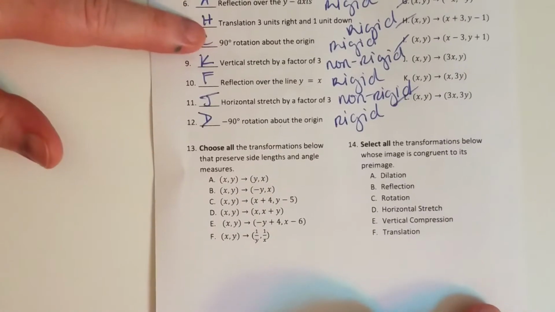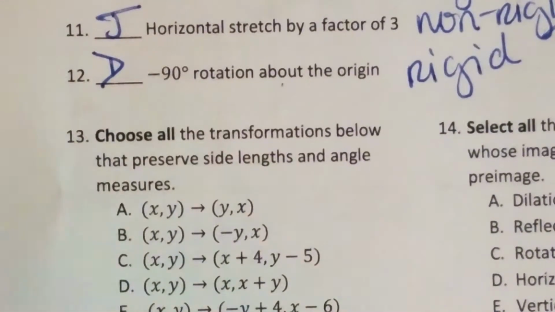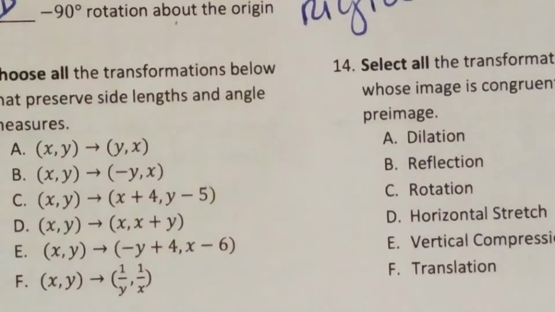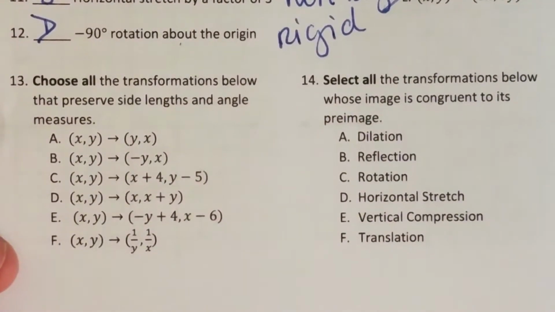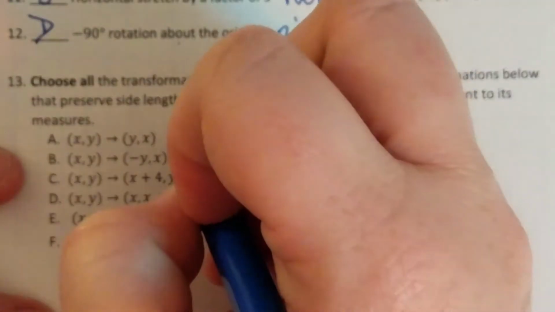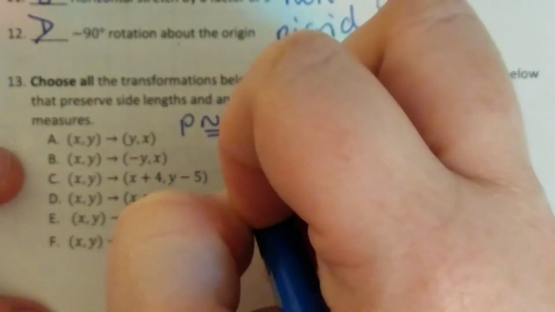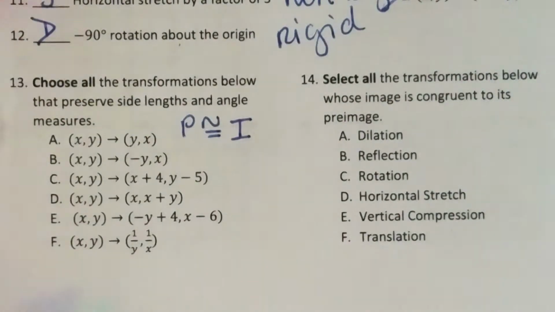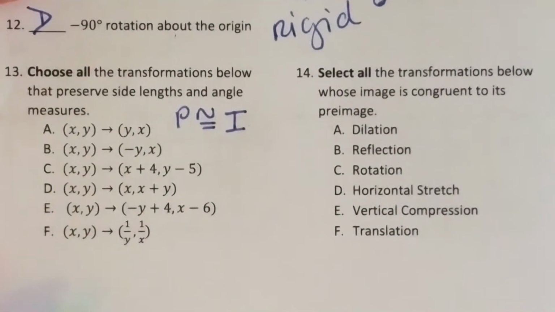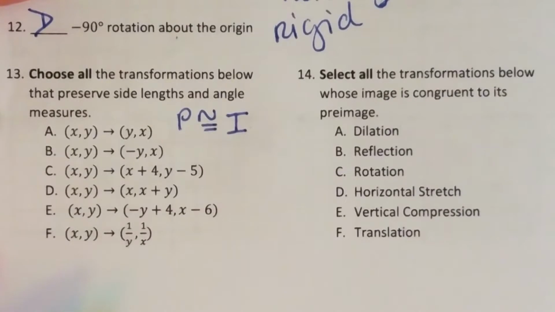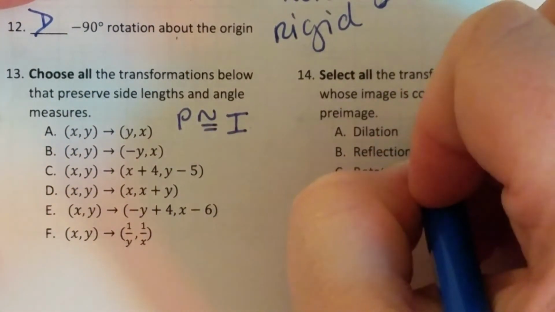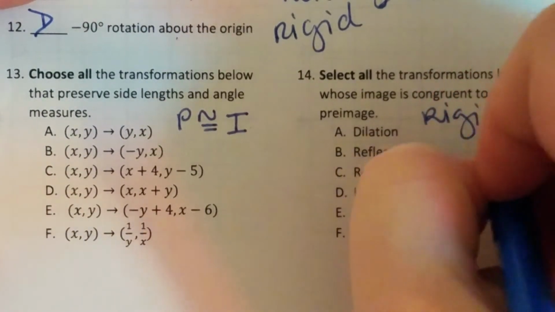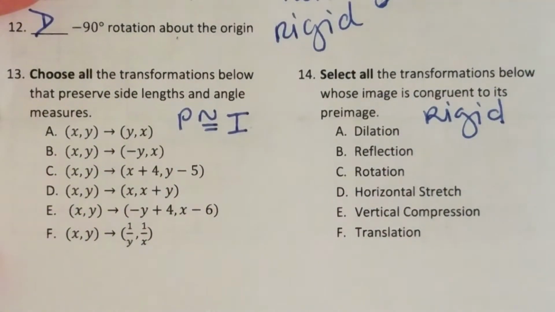All right, so now let's slide down to 13 and 14. Both of these are multi-select questions. Question 13 is asking us to choose all of the transformations that preserve side lengths and angle measures. That's just another way of saying that the pre-image is congruent to the image, like we stated before. And for number 14, they're asking us to select all transformations below whose image is congruent to the pre-image. Again, just another way of saying choose all the transformations that are rigid, which is exactly what we just went over in the previous few problems.